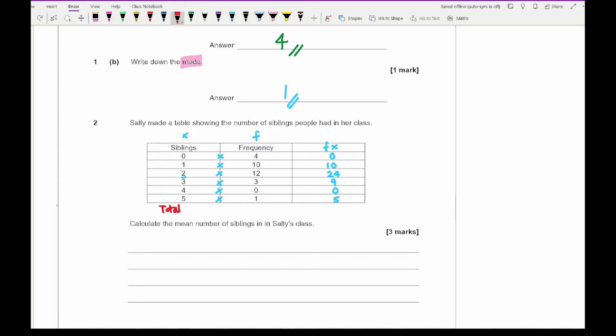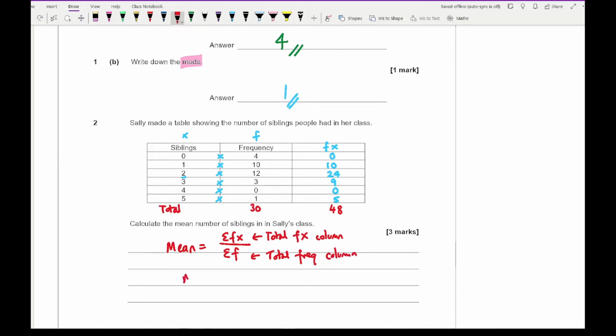If I add up the total frequency, that's 4 plus 10, which is 14, plus 12, which is 26, then 29, 30. And then if I add up the fx numbers, I've got 34, 43, and then 48. So from this, I then need to work out the mean. Now the formula for the mean is the sum of fx over the sum of f. So this column here is the total fx column, and this is the total frequency column.